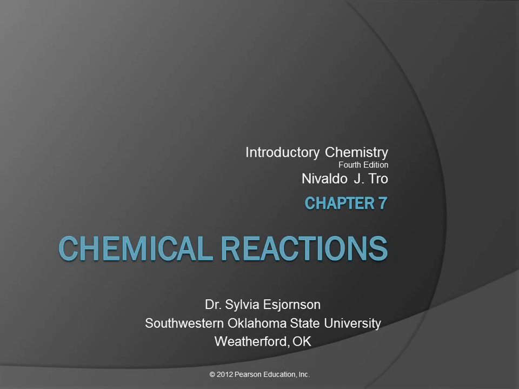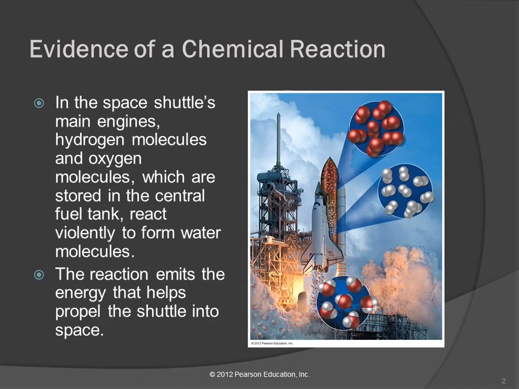Okay, chemical reactions, chapter 7. Here's a picture of the space shuttle. In the space shuttle's main engines, hydrogen molecules and oxygen molecules that are stored in the central fuel tank react violently to form water molecules. And that reaction emits enough energy to propel the space shuttle into space. All that from oxygen and hydrogen.